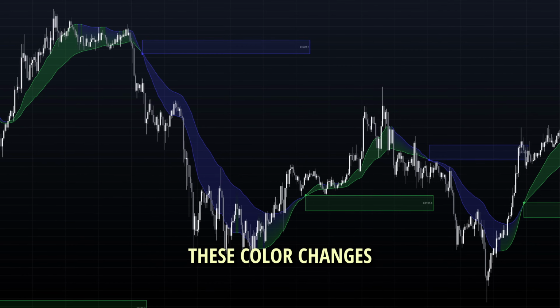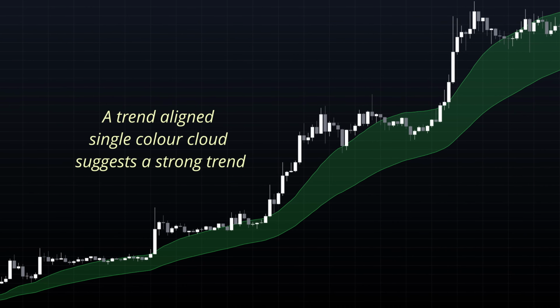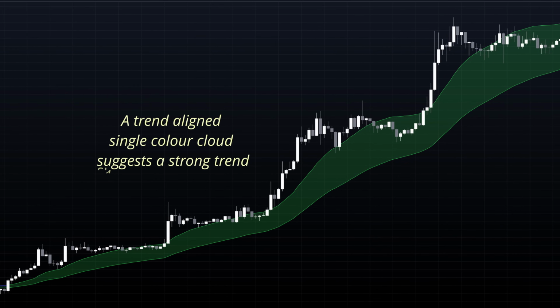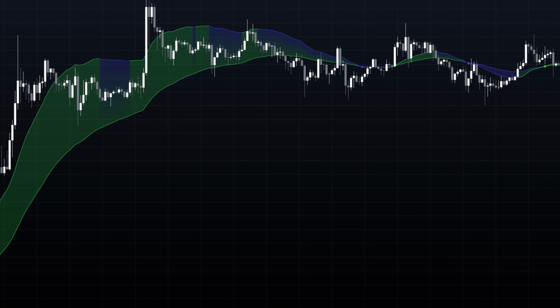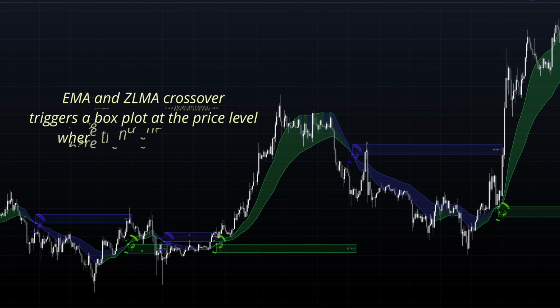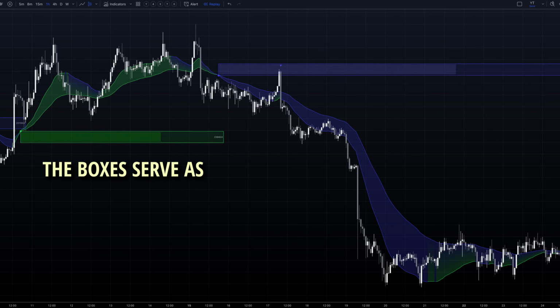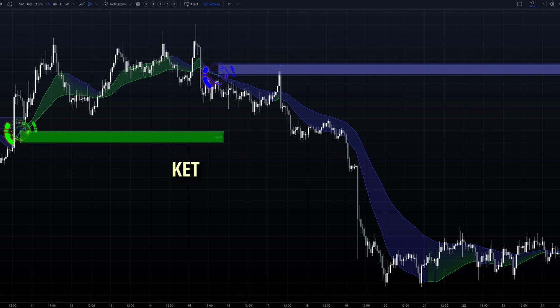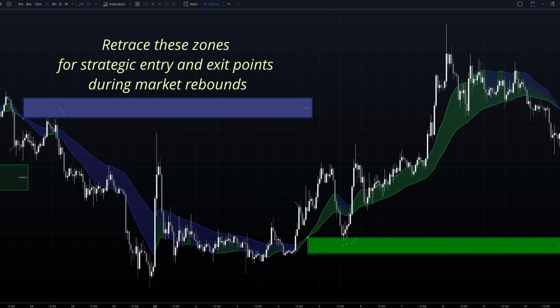Traders can monitor these color changes for early signs of momentum shifts. A fully colored cloud aligned with the trend suggests strong directionality, while mixed colors point to a potential reversal or transition. Whenever the EMA and ZLMA cross, signaling a trend shift, the indicator plots a box around the price level where the change occurred. The boxes serve as clear visual markers of where market sentiment shifted, often acting as support or resistance levels.